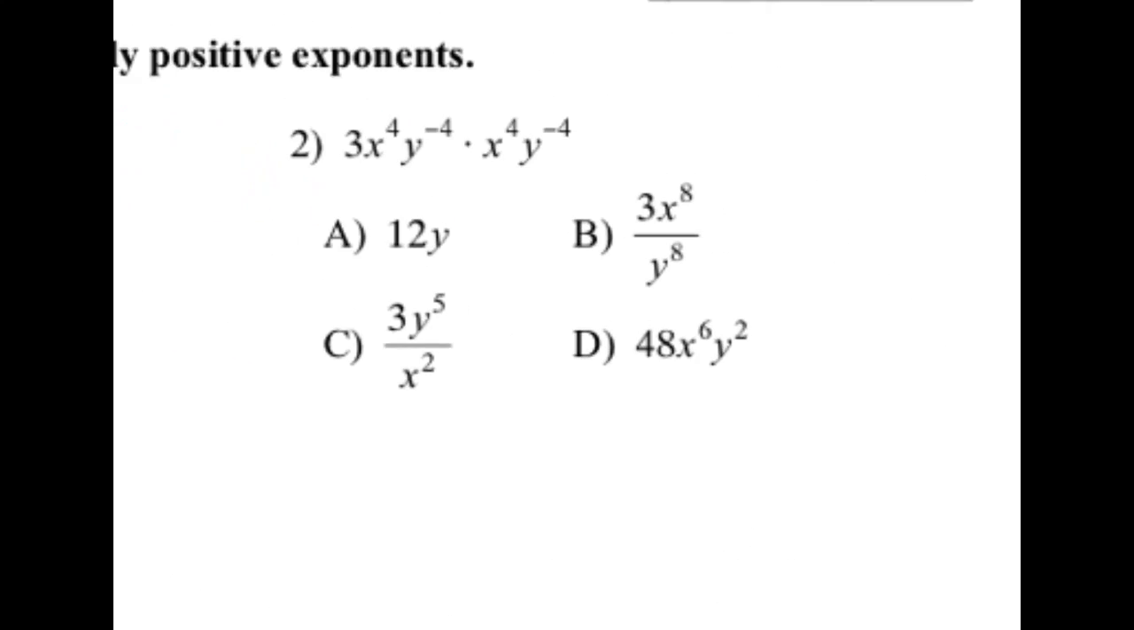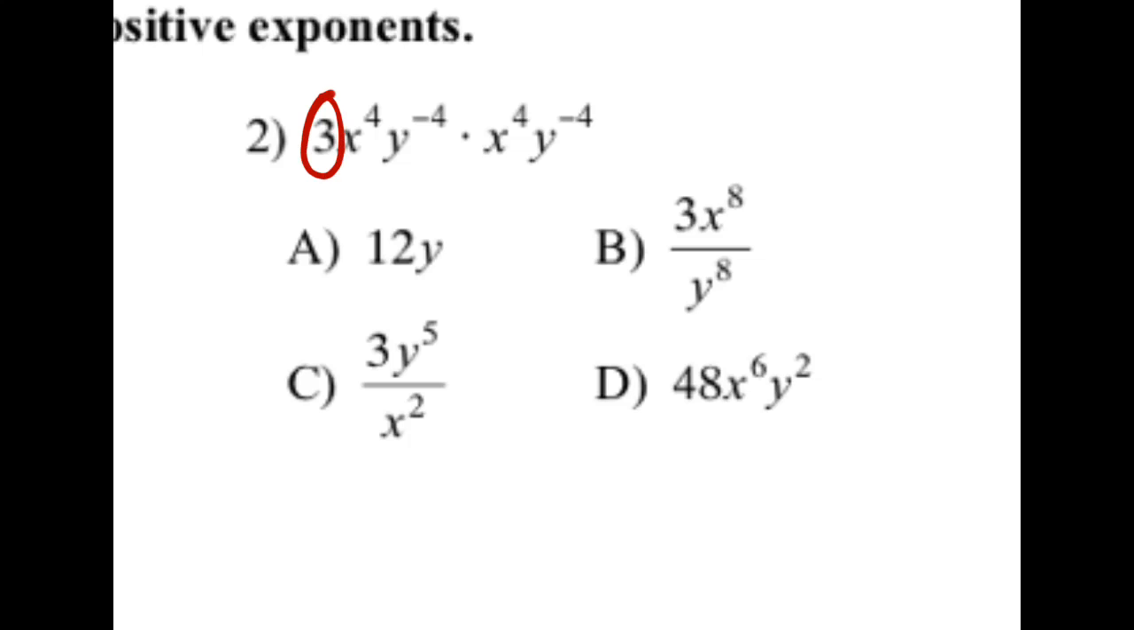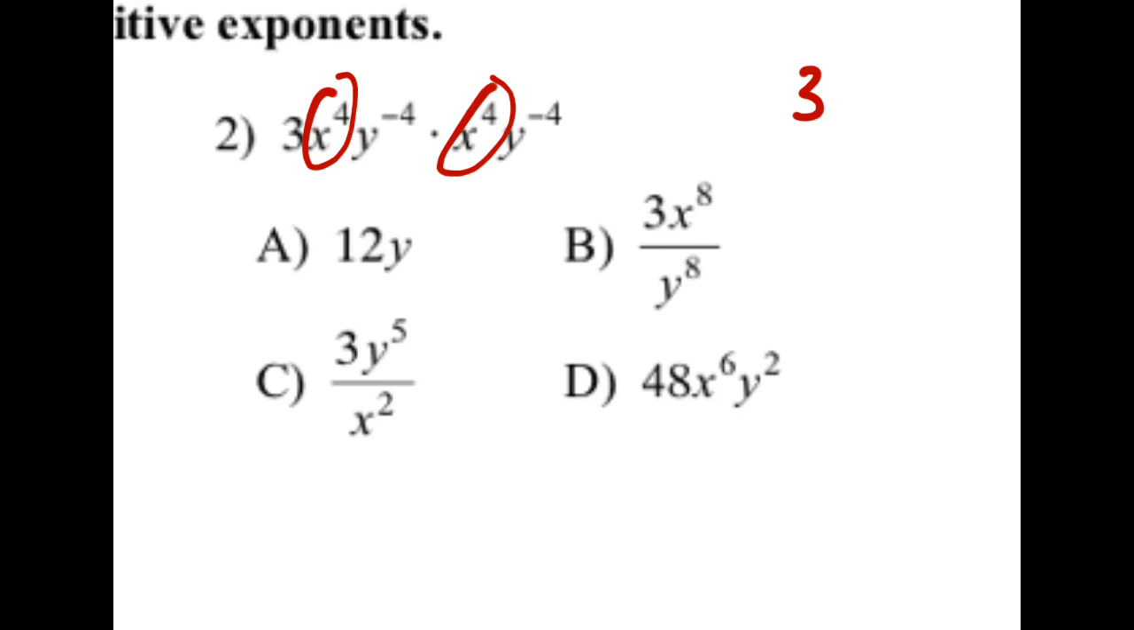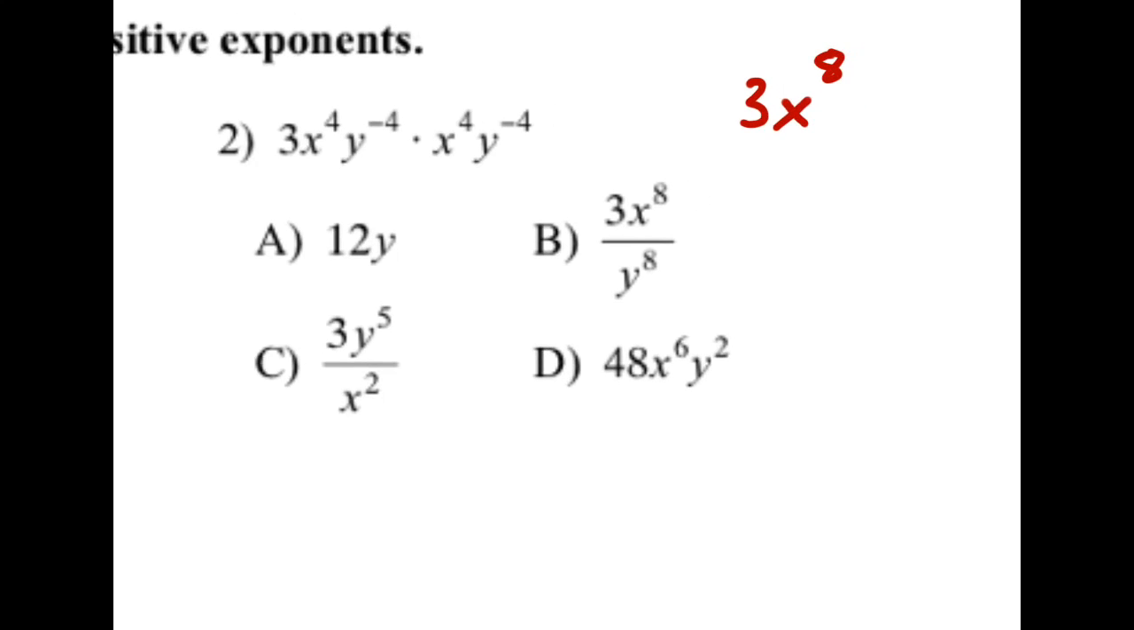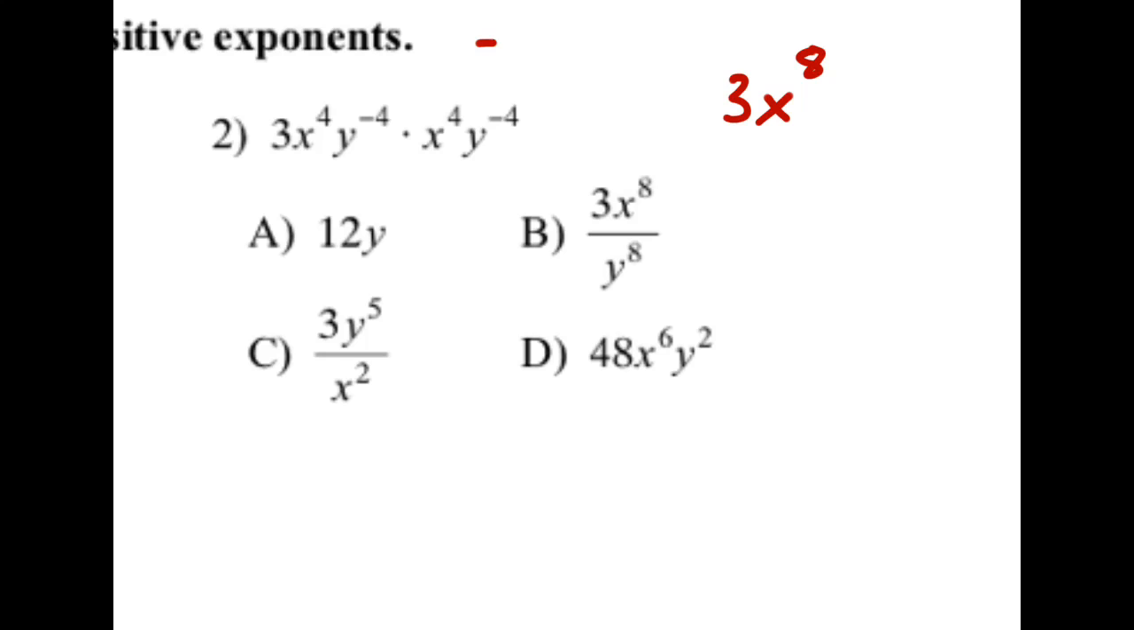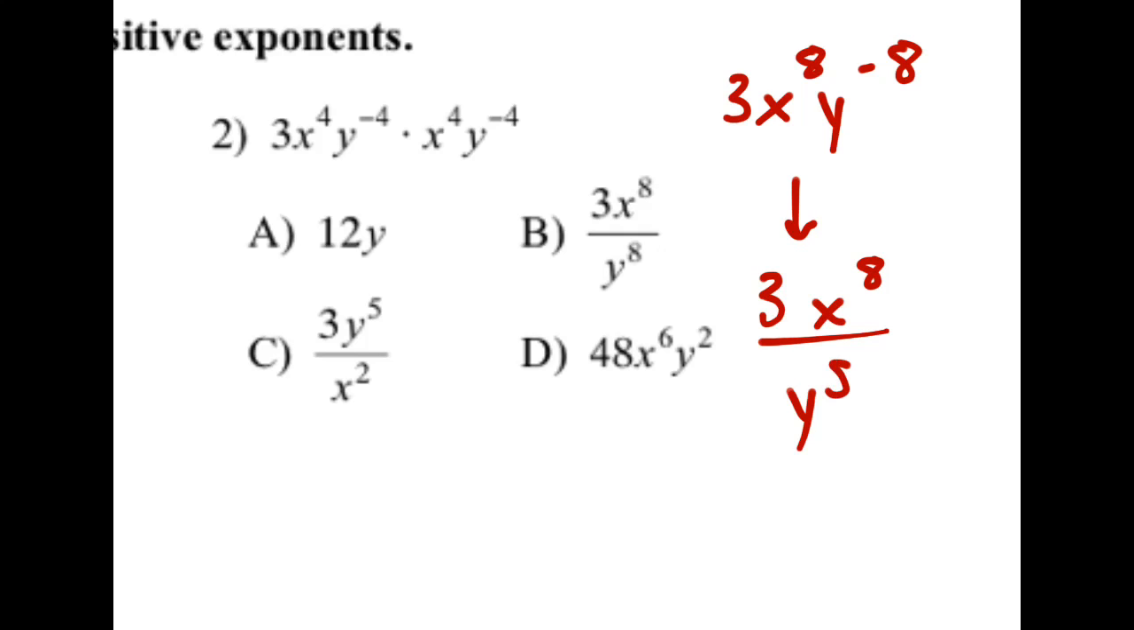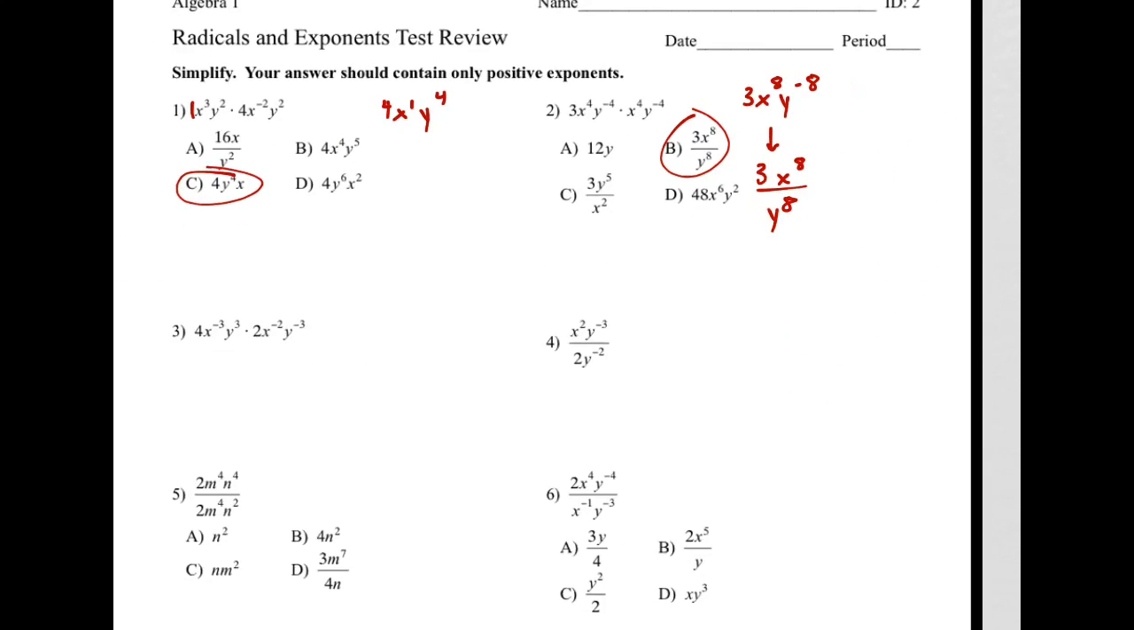Remember? Here it's just 3 times 1. That's just 3. X to the 4th. We add the exponents. That's x to the 8th. Negative 4 and negative 4. If we do negative 4 plus negative 4, that's negative 8. So we have y to the negative 8. Anytime we have a negative exponent, we need to bring it down. So then this goes to 3x to the 8th over y to the 8th. There we go. That's B.